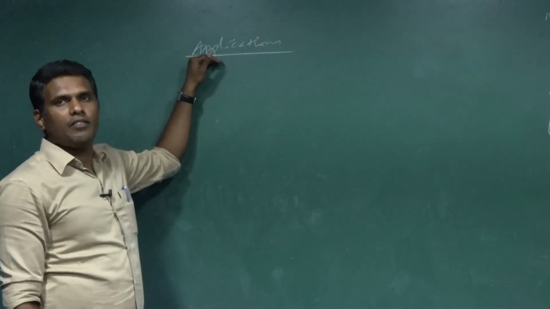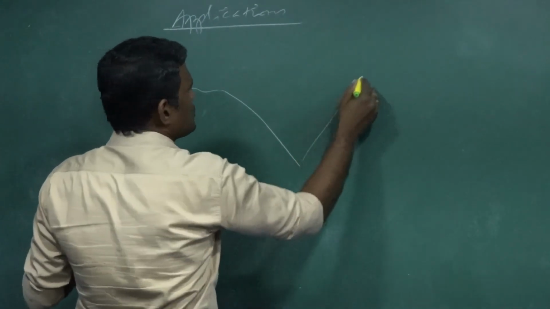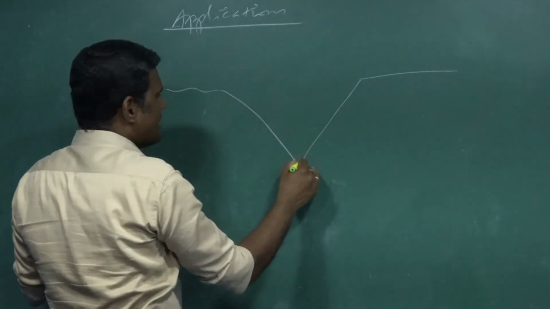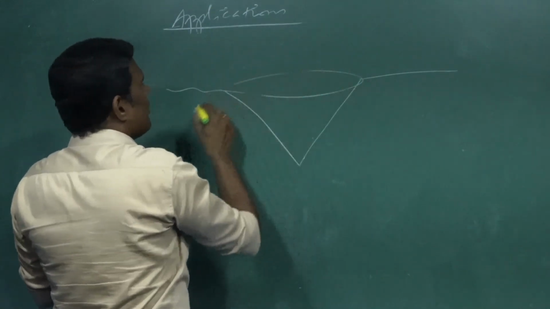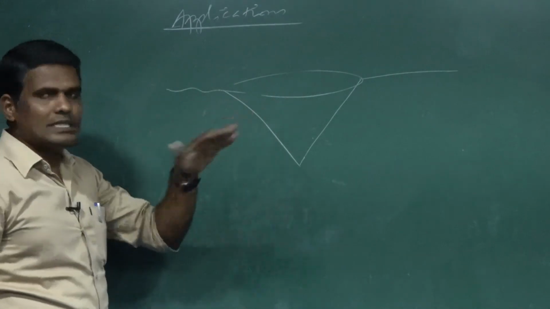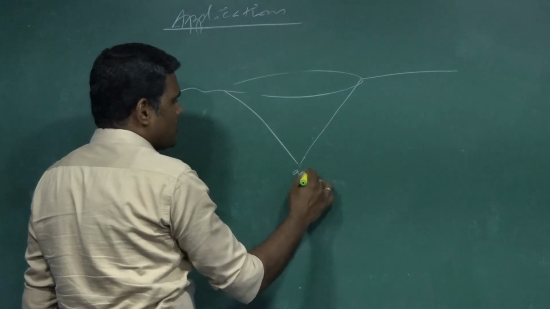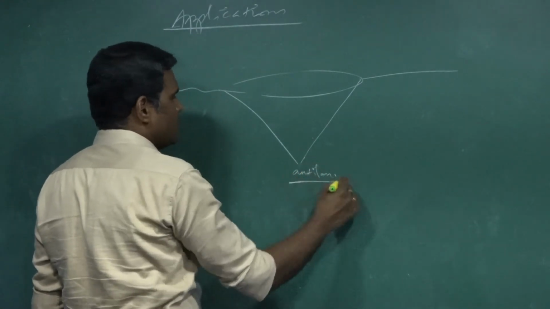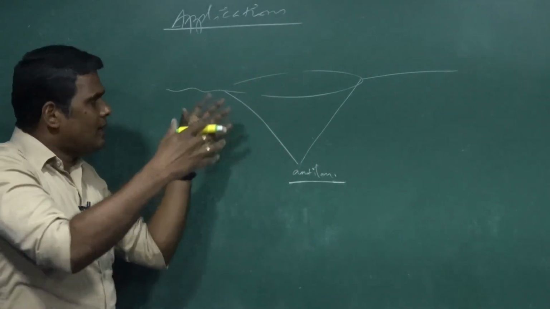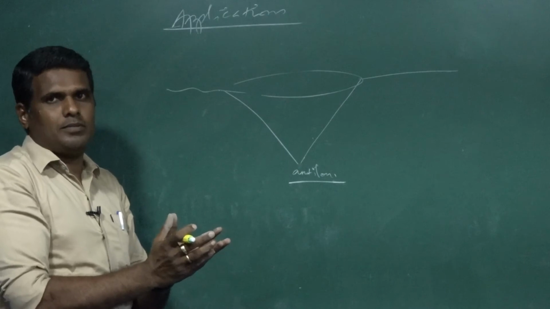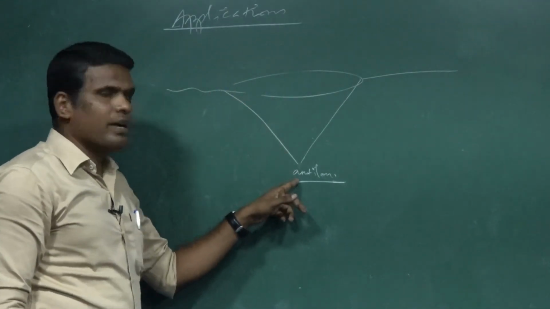Applications of angle of repose. You might have seen insects which will create this kind of traps. This is a kind of trap, a sand trap, over the surface of the sand. Actually, this is made by an insect called antlions. Those people who are there in villages might have seen this kind of sand traps. A cone-shaped sand trap will be there. Actually, this kind of sand traps are generated by antlions.